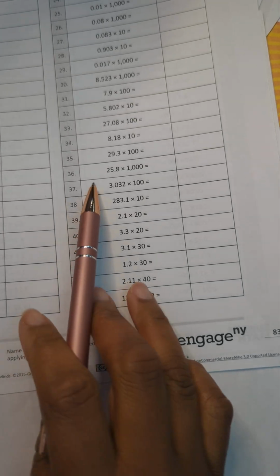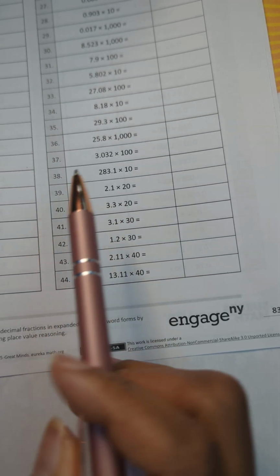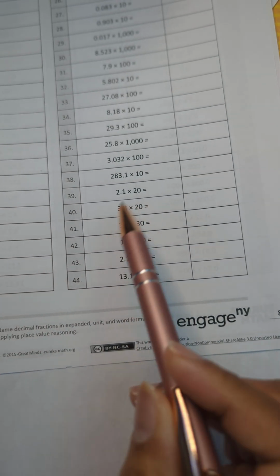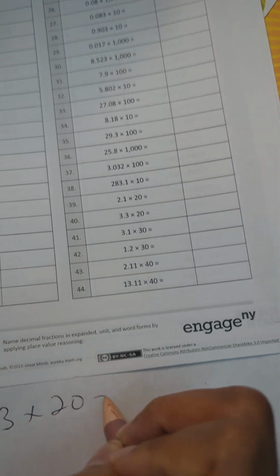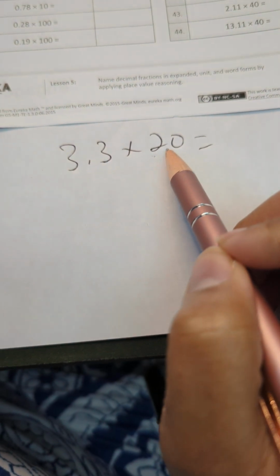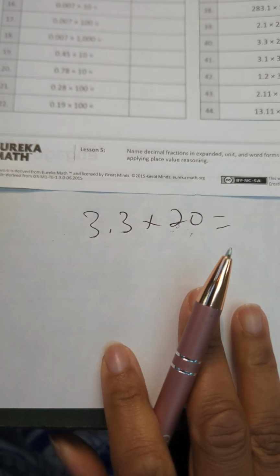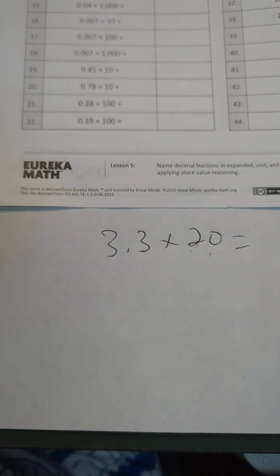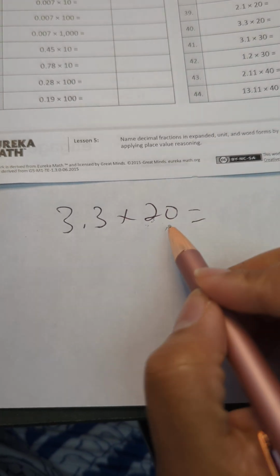All right, let's go down to more challenging problems here. Let's look at number 40, all right? I'm going to rewrite it because we have a couple extra steps here. So here we have 3.3 times 20, okay? Because you have a power of 10 number because it ends in 0, but you also have a digit other than 1 here, okay? So we need to do some multiplying.